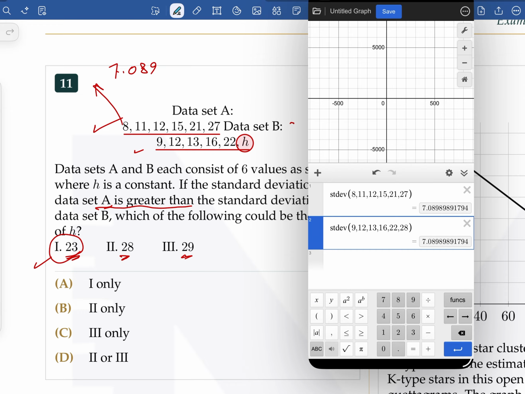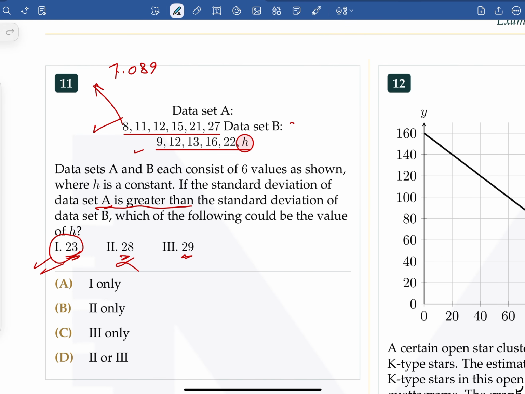Look at the numbers, they are identically the same. So this is incorrect. Of course, 29 would also be incorrect. Let's change 28 to 29. The upper one is 7.08, but the second one is 7.4, which makes the second one greater than the first one, which is not what we are looking for. So 23 is the only option we have, and that is our answer to this question.